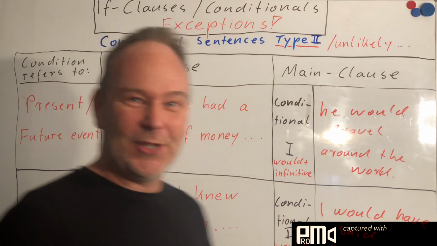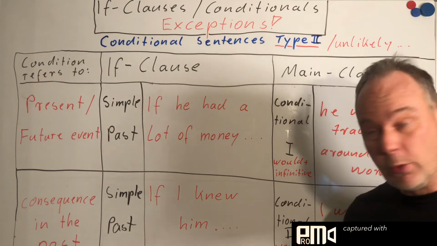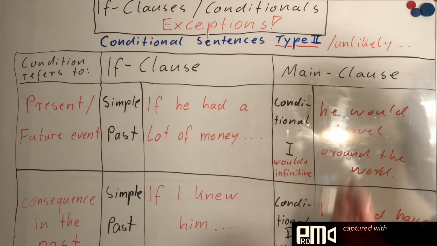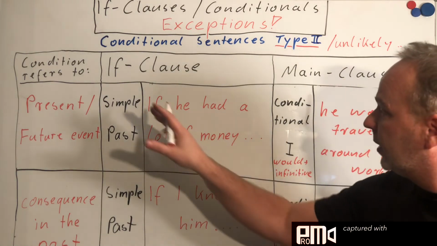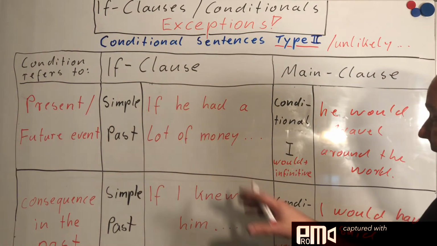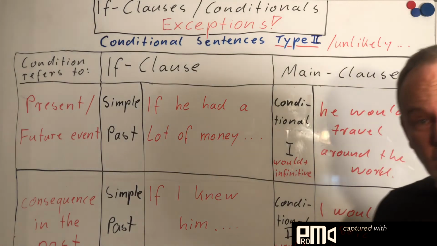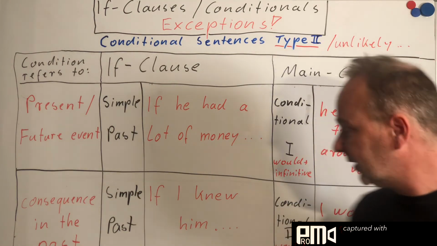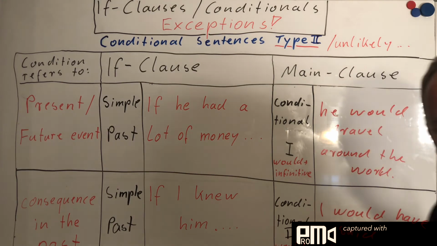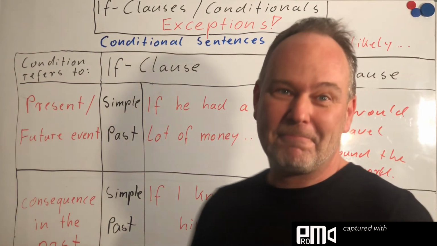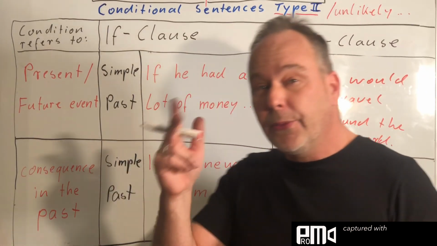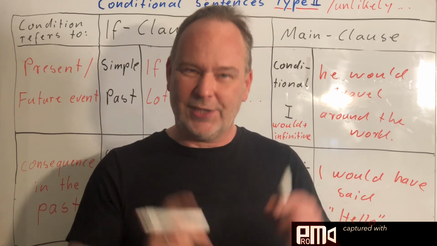Okay? So, just to sum up quickly: if he had a lot of money, he would travel around the world. Simple past, conditional 1. Or, if I knew him, I would have said hello. Again, the simple past, but in the main clause, would plus have plus the third form of the verb. Okay? One more video to come about type 3 if clauses in the next video.